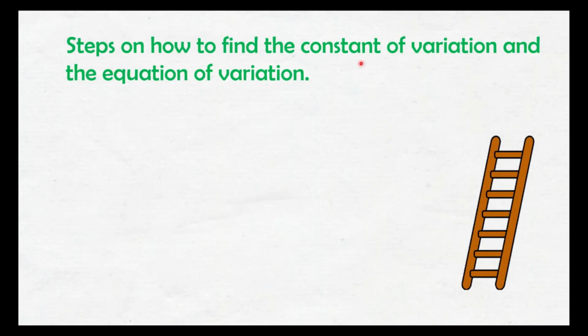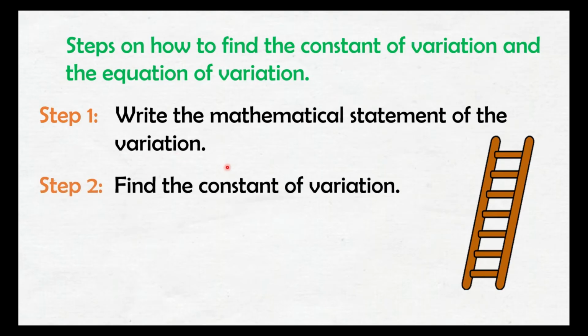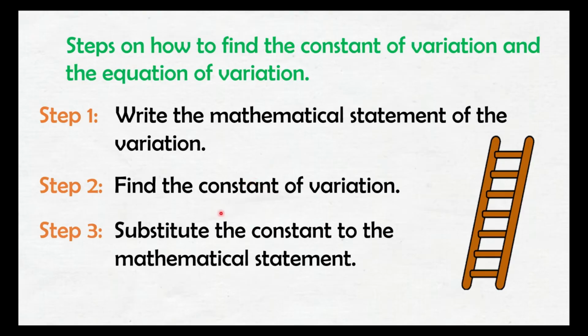Okay, steps on how to find the constant of variation and the equation of variation. So, paano ba natin mahanap yung constant at yung equation mismo ng variation? So, para kasi makuha yung equation ng variation, kailangan muna natin mahanap yung constant niya. After natin makuha yung constant, pwede na natin isolve yung equation. So, meron tayong follow ng mga steps dito. So, step 1, write the mathematical statement of the variation. Step 2, find the constant of variation. And step 3, substitute the constant to the mathematical statement. So, 3 steps lang tayo.